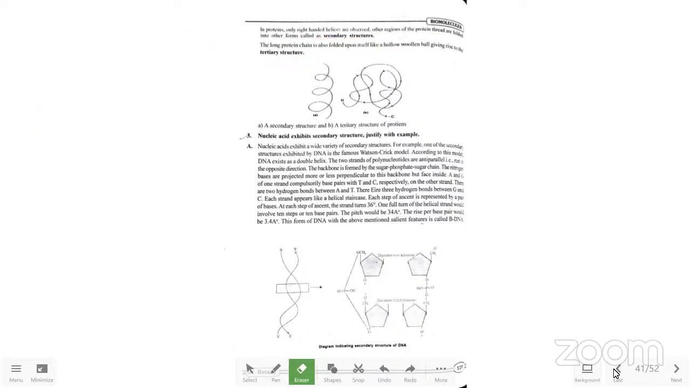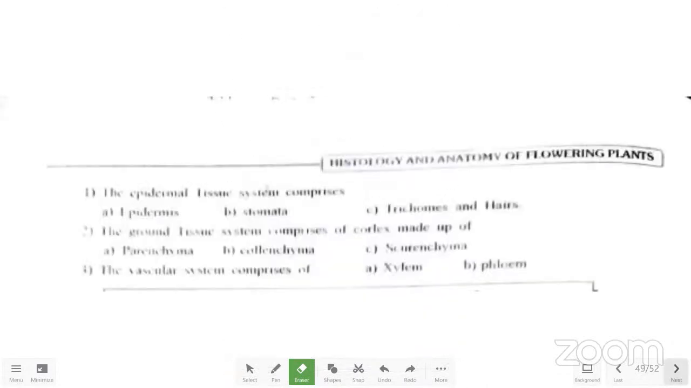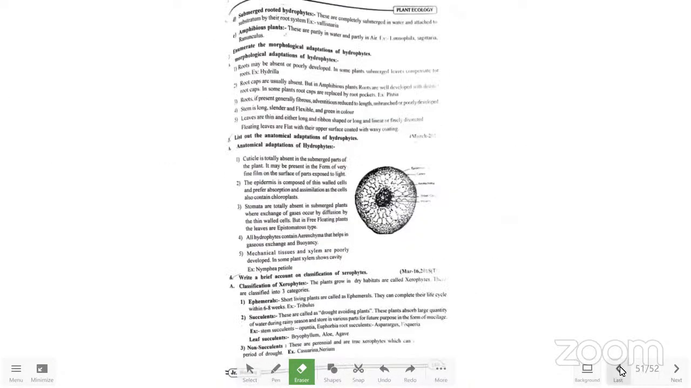So we have gone through this. Now we will go with the VSQs from all the chapters. Shall we start with the last chapter's VSQs? Yes, the last chapter, that is ecology, because from this chapter one VSQ is mandatory. Out of 8, one VSQ we will get for sure from the ecology chapter. So what is the first one?